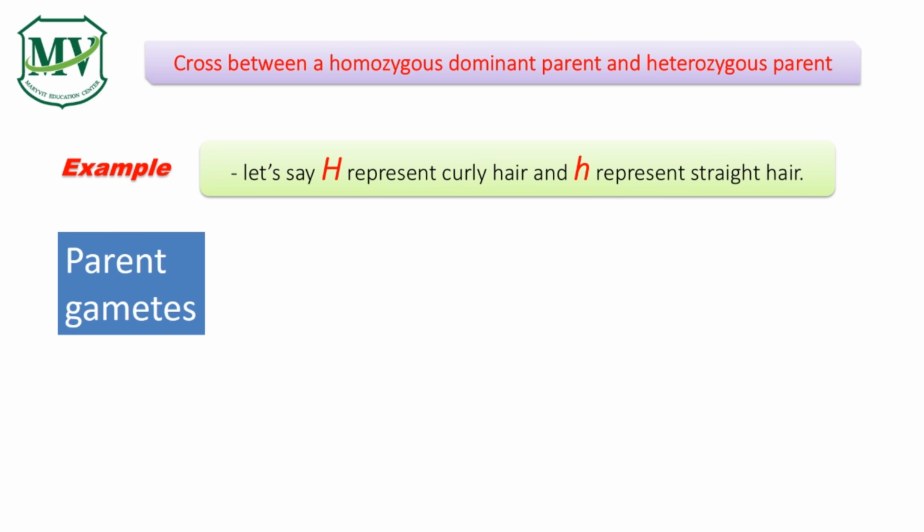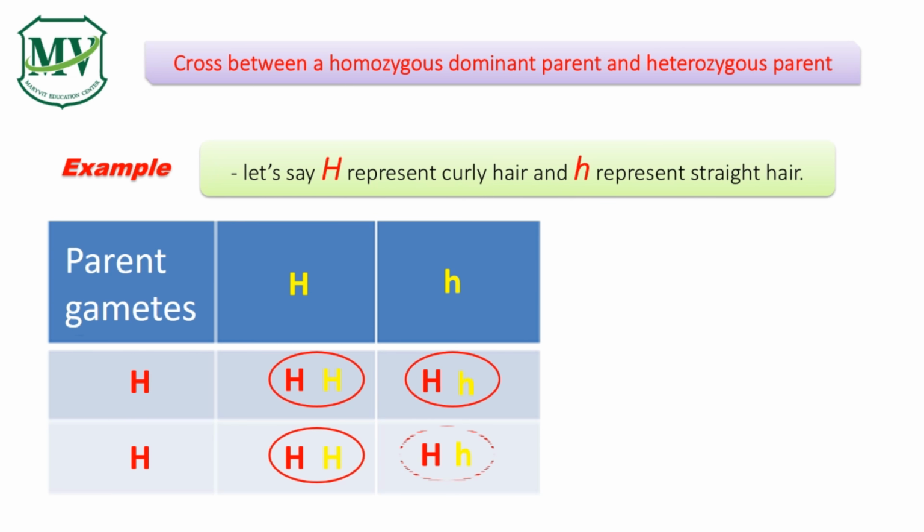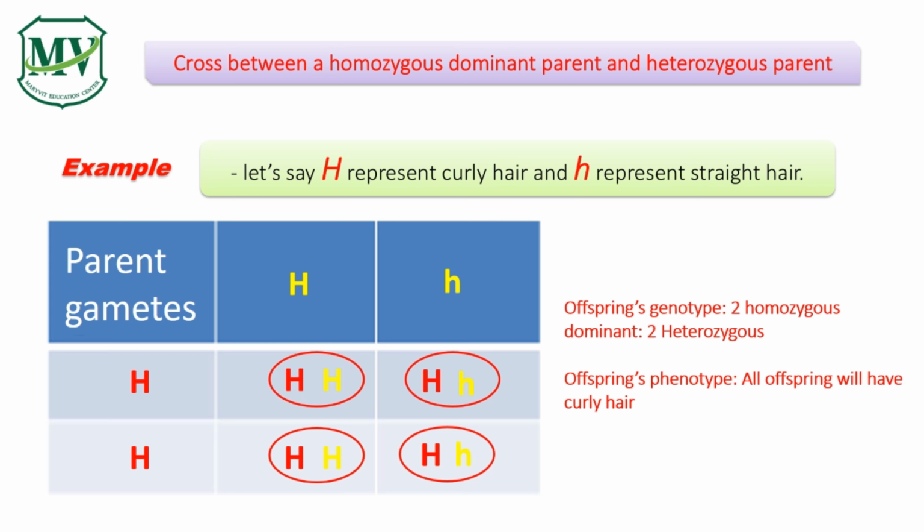Likewise, when we cross the homozygous dominant parent and heterozygous parent using the Punnett square method, we will also have the result of two homozygous dominant and two heterozygous, which means that all of the offspring will have a genotype of curly hair because of the presence of the dominant allele in each pair. This confirms that the results of both our crosses are the same and correct.